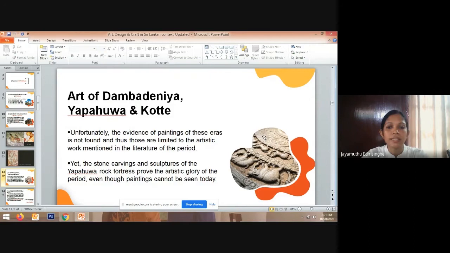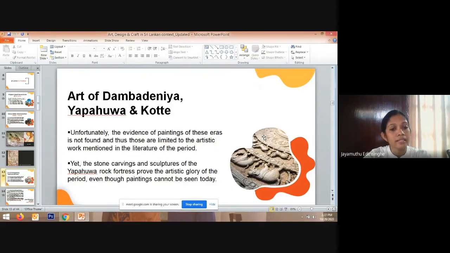But very few paintings remain preserved from those eras, because the country had a politically unstable stage in that era. That's why even the paintings are very rarely remaining from those eras. Some say that there is a gap in Sri Lankan art history during that period.